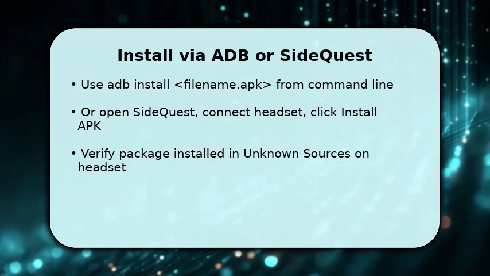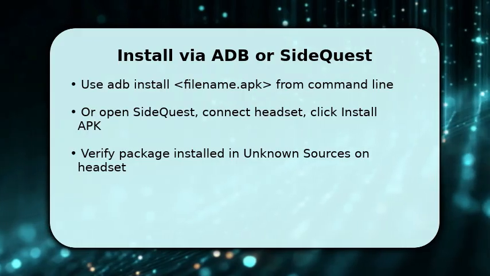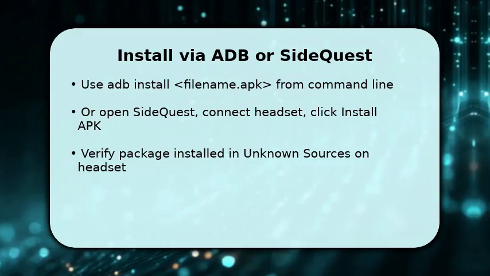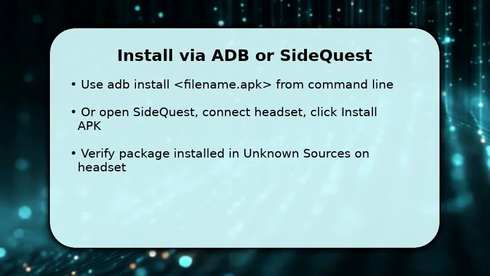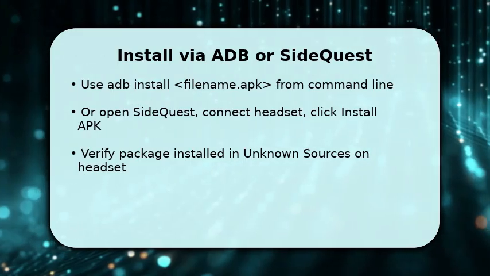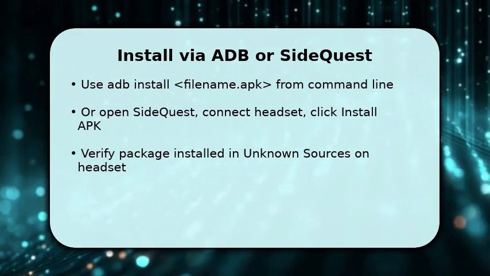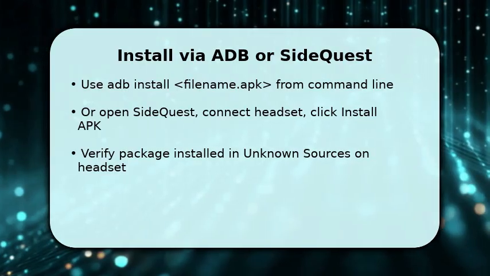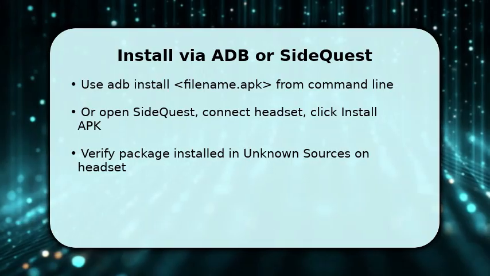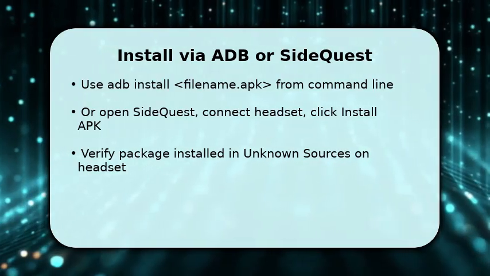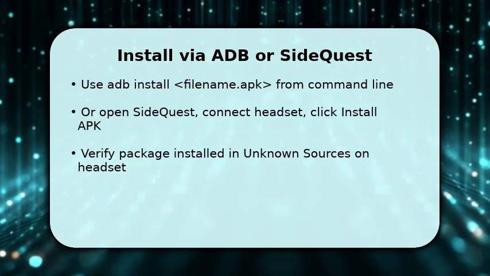If using ADB, open a terminal, run adb devices to confirm the Quest is listed, then adb install followed by the APK file name. Wait for success. If using SideQuest, connect the headset, click Install APK file, and pick the same file. SideQuest shows install progress. Once finished, check the headset's Apps menu under Unknown Sources to confirm the browser app appears.